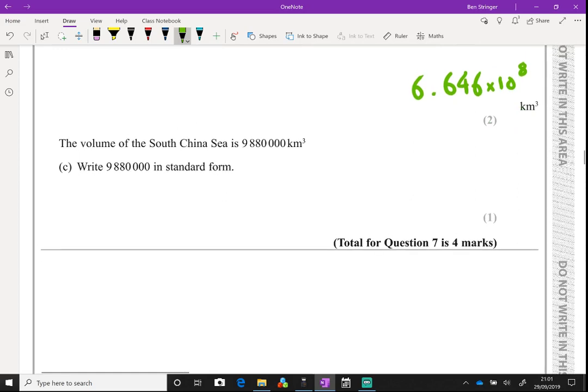The volume of the South China Sea, do we not have that one there? Nope. Write it in standard form. So let's go back. 1, 2, 3, 4, 5, 6.88 times 10 to the 6.